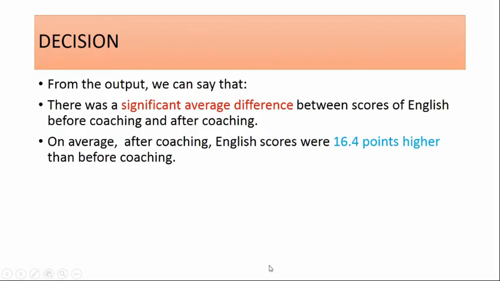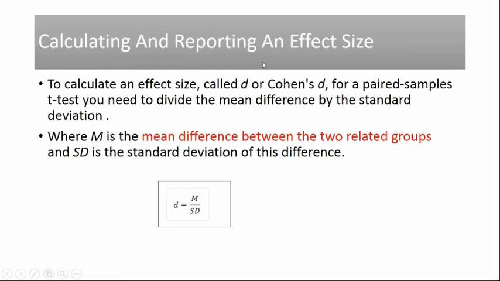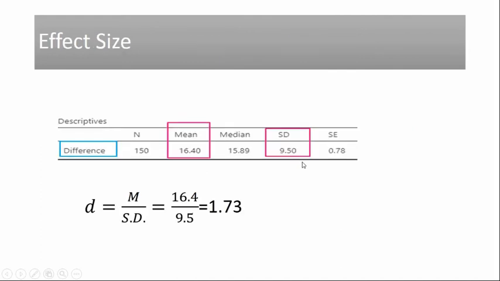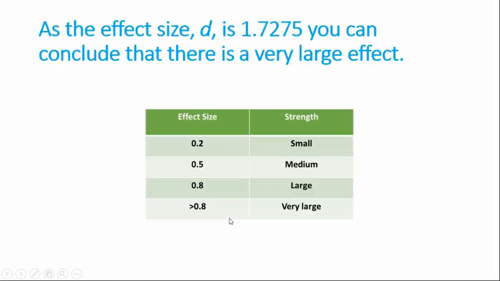Calculating and reporting an effect size. To calculate an effect size called D or Cohen's D for a paired samples t-test, you need to divide the mean difference by standard deviation. Here, M upon standard deviation. M is the mean difference between the two related groups, the mean of difference, and standard deviation is also the standard deviation of the difference. Let's calculate the value. D is equal to 16.40 divided by standard deviation 9.5. In this way, we get the value 1.73.